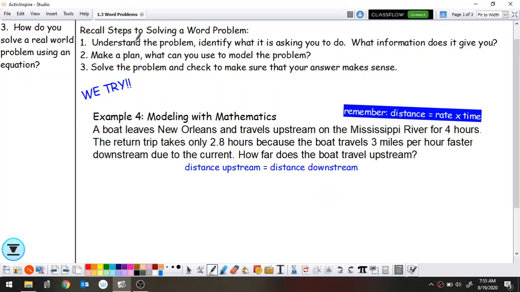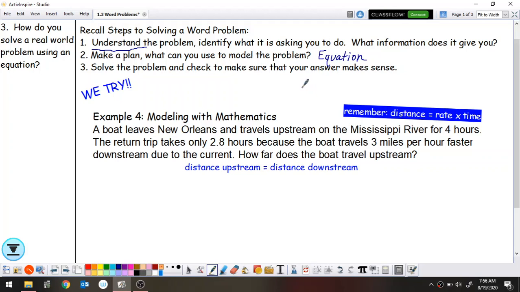So just a reminder, we need to understand the problem. That means identify what it's asking us to do, but also look at what information we're given and what information might be missing. Then we're going to make a plan. What can you use to model the problem? That's our equation we're going to write. And then we're going to solve the problem and then check to make sure the answer makes sense.